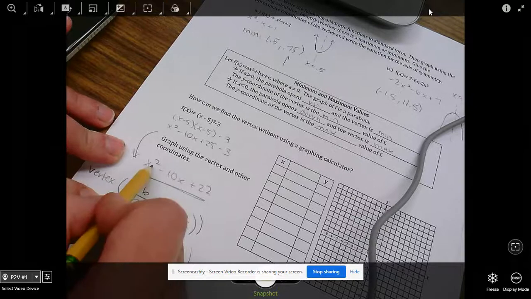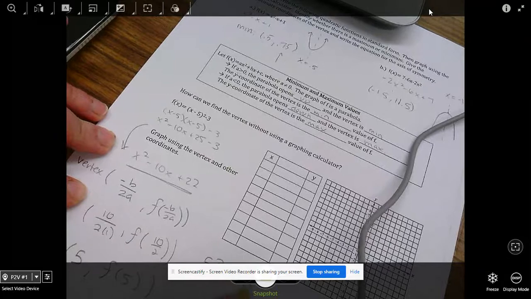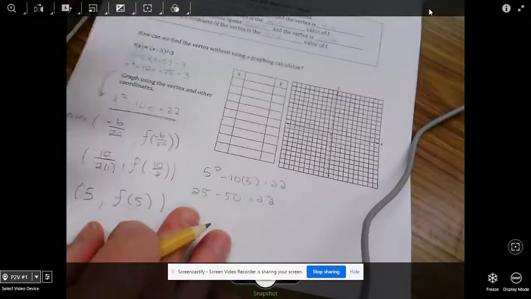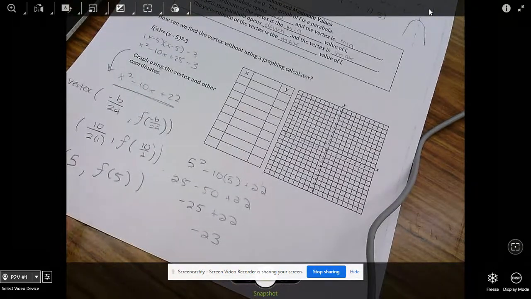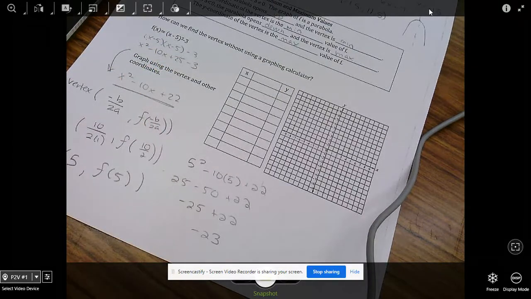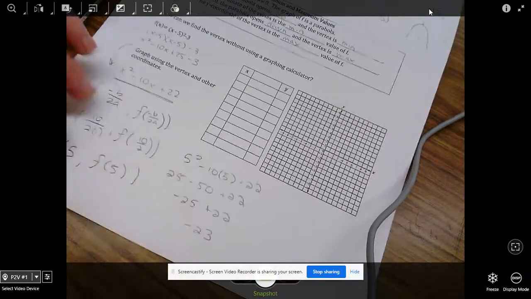What do I get? If I put 5 in here, we're going to get 5 squared minus 10 times 5 plus 22. We're going to get 25 minus 50 plus 22. Oops, it's cutting off. Sorry. We're going to get -25 plus 22, which is -3. Now, that seems really intense. Opposite of b, 10, over 2, 5. If I put 5 back in, yeah, it's -3. I just didn't do that math right. Okay, so you get -3. So I'm going to put my vertex here in the middle.